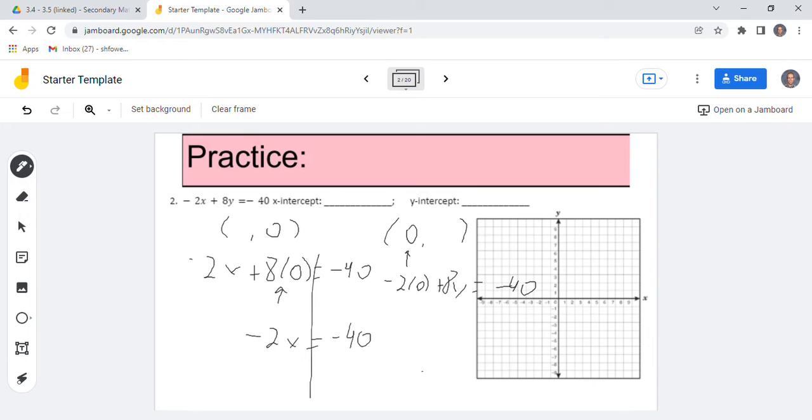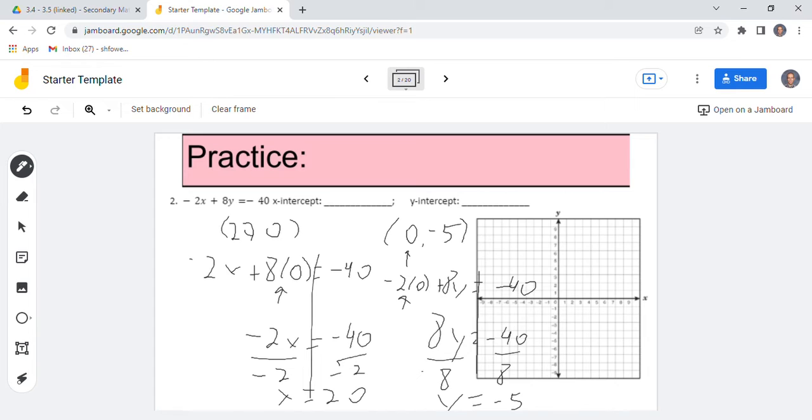All right, got to finish this one over here on the left. Didn't quite do it. So we're going to finish this one by dividing by negative 2 on both sides. And that gives us x equals positive 20. And that is our missing x value right there. All right, on this side we get negative 2 times 0 is 0, so that leaves us with 8y equals negative 40. Finish this out by dividing by 8, and we get y equals negative 5. That's our missing y value right there.